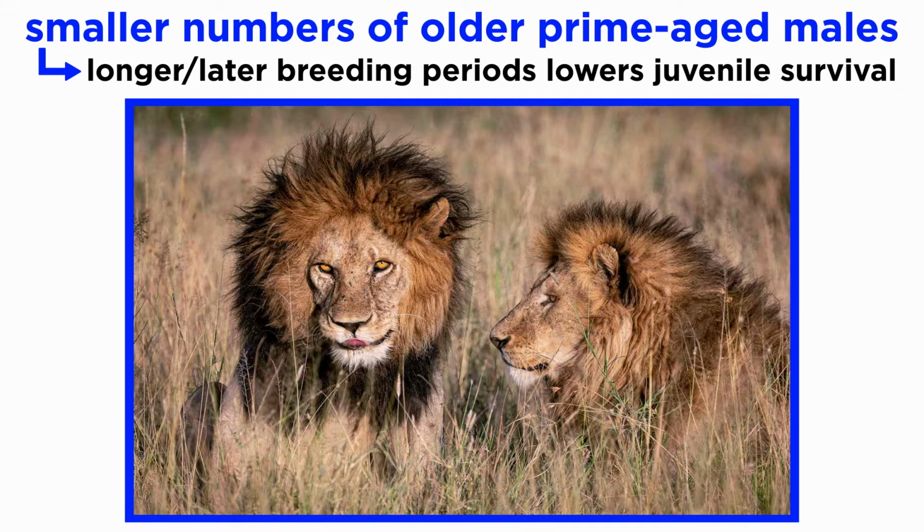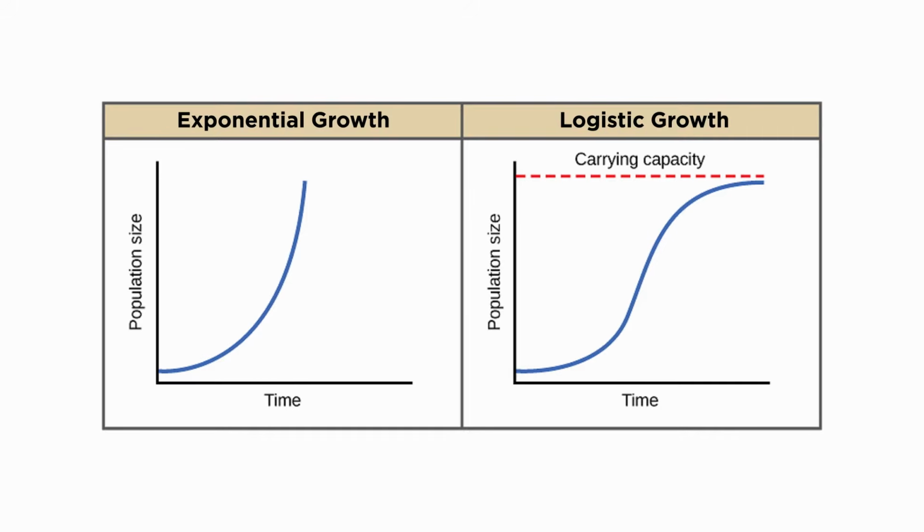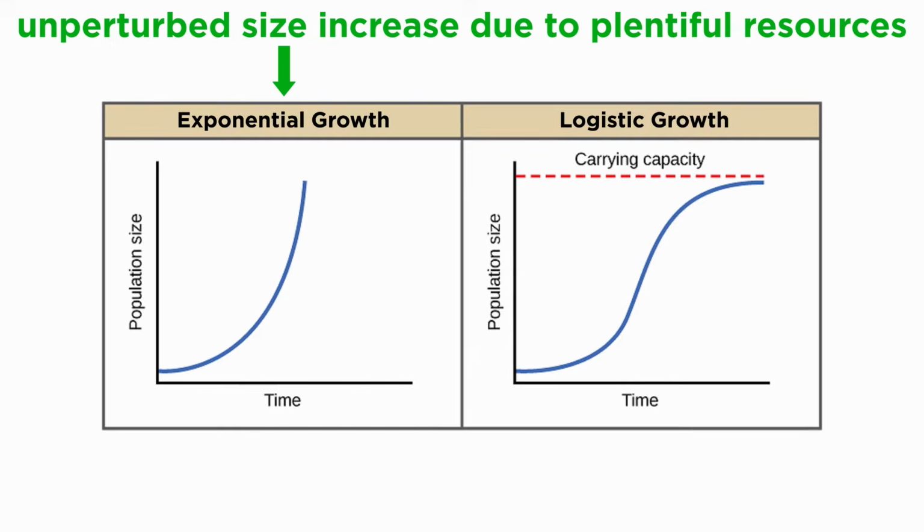Later breeding can lead to later birth dates, which can lower juvenile survival, affecting a population's ability to increase in numbers. The two types of population growth are exponential and logistic. In exponential growth, there is an unperturbed increase in population size when there are plentiful resources available. This population keeps growing bigger and faster over time.